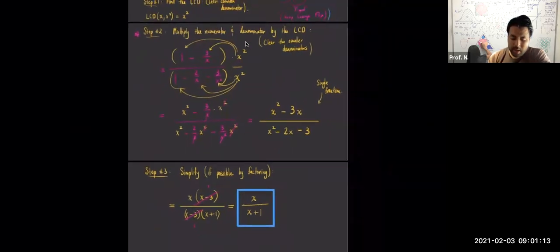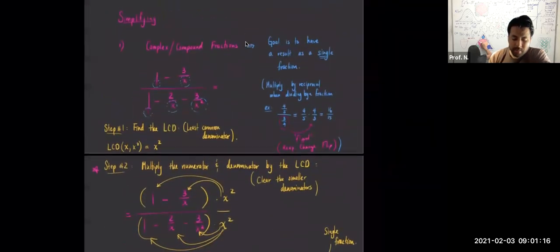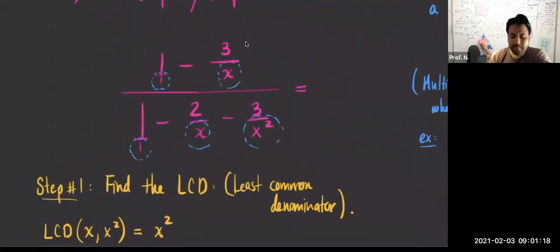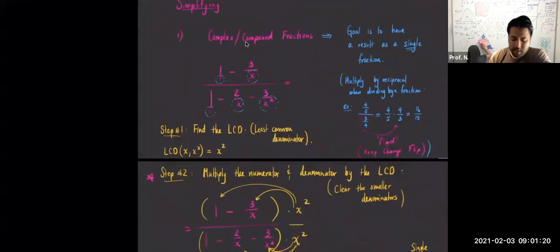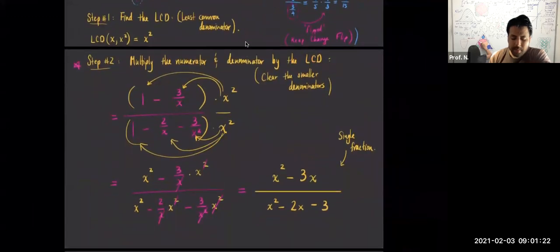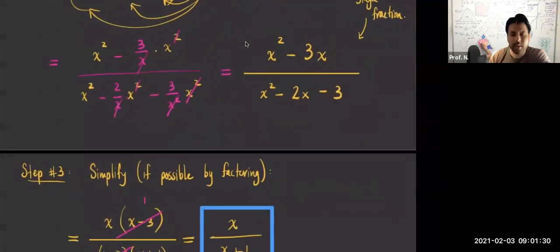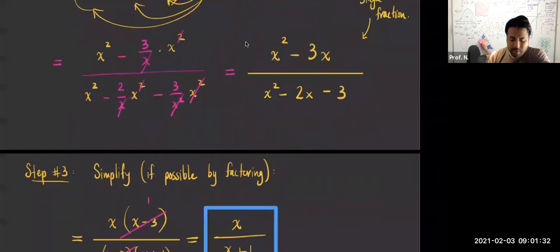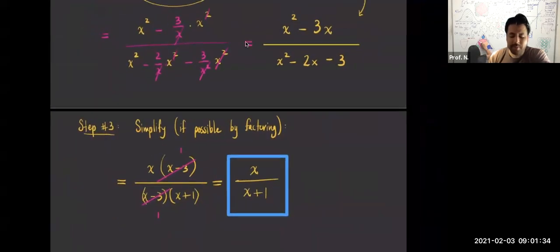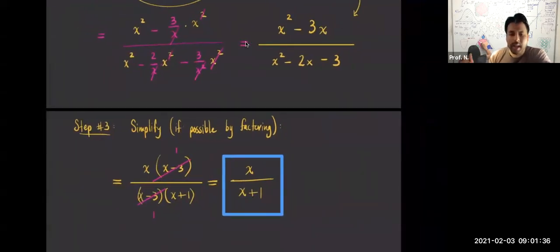So what I just did was I got my complex fraction. I found the LCD. I multiplied the numerator and denominator by the LCD, which in fact clears all of the smaller denominators I originally had. So now I have a single fraction. And once I have that single fraction there, I want to see, hey, can I simplify this further? Is there anything else that I can cancel out?